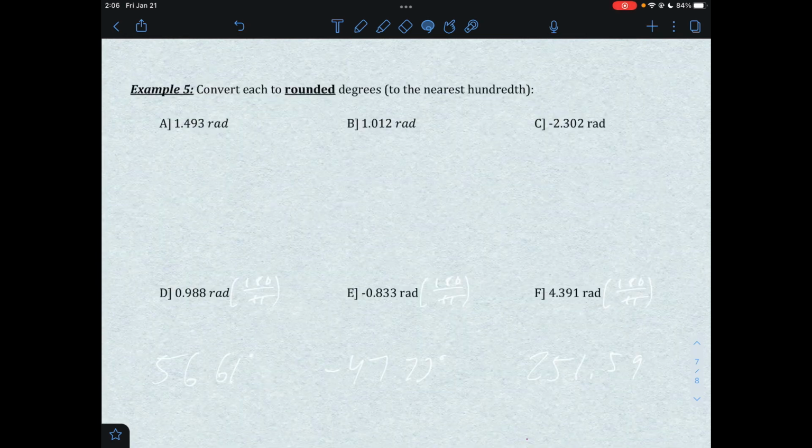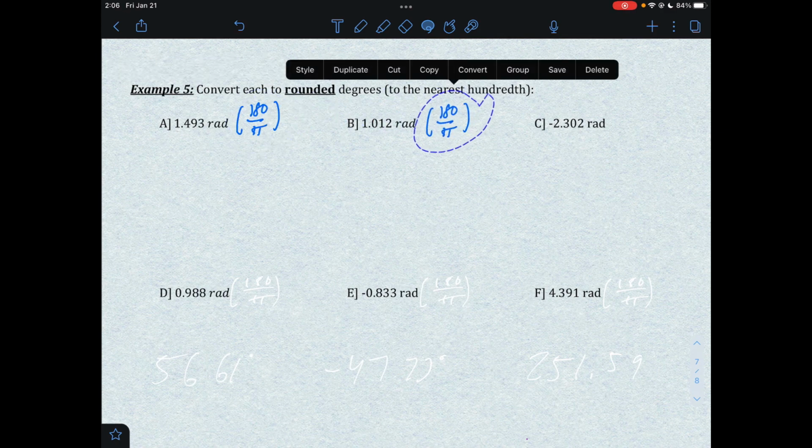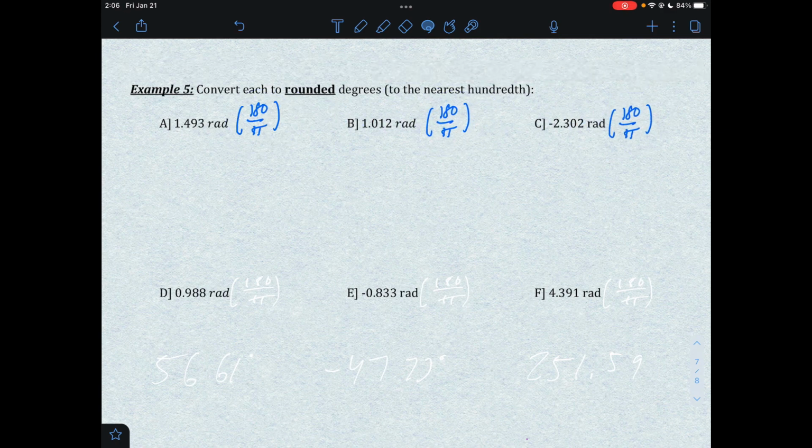And our last slide of the day, convert to rounded degrees. Again, we're converting to degrees, so we're going to multiply by 180 over pi every time. And again, we're just going to type this into our calculator straight as we see it. Anytime we're rounding, we need our calculators to help. So 1.493 times 180 divided by pi. And we should get 85.54 degrees.